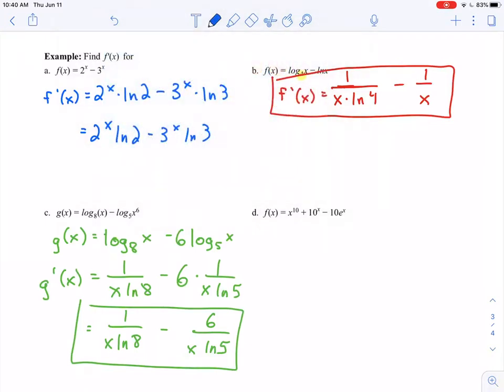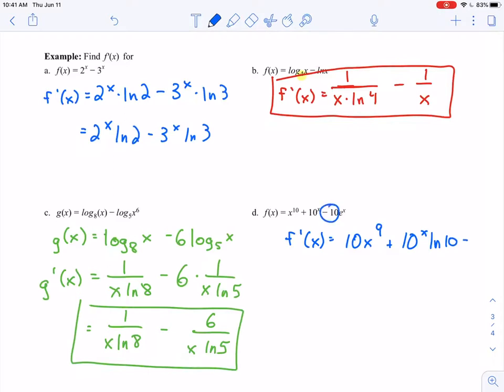Lastly, part D, derivative of x to the 10th plus 10 to the x minus 10e to the x. Here f prime of x, x to the 10th. That's a power rule. So okay, I'll multiply by my power, subtract 1 from my power, 10x to the 9th. Plus here I have an exponential, so it's going to start off as 10 to the x is going to be exactly the same. I just need to multiply that by natural log of whatever my base is. In this case, my base is 10. So times natural log of 10.